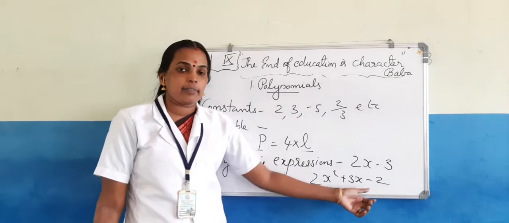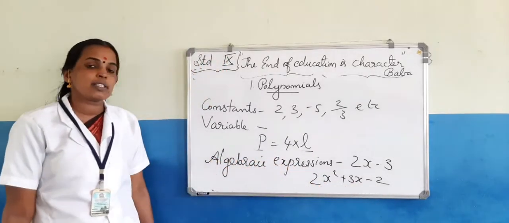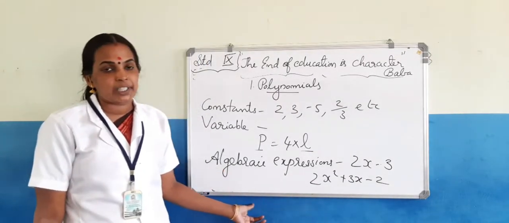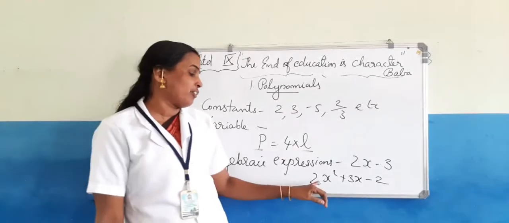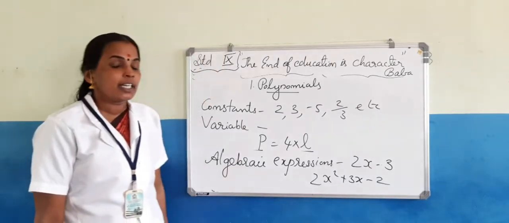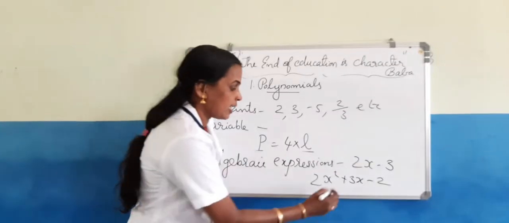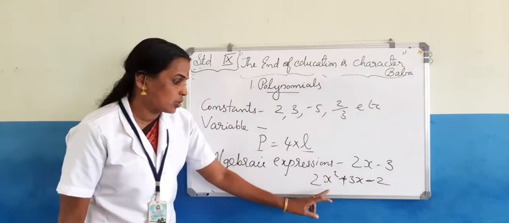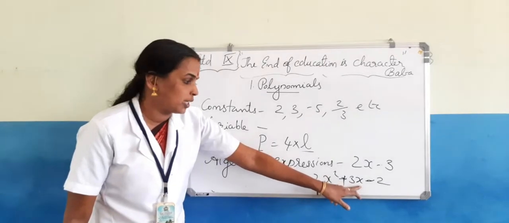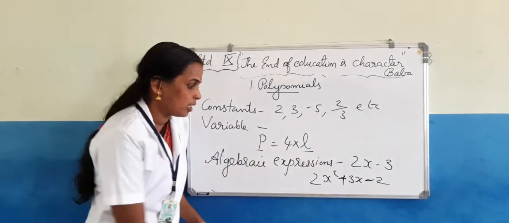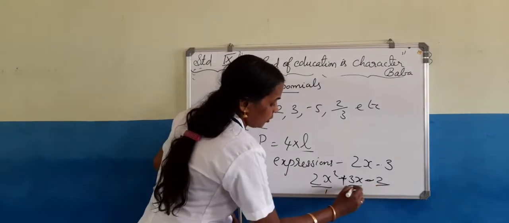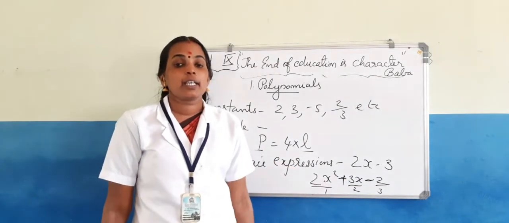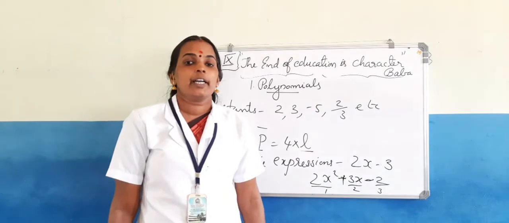How many terms are here? The next question is, how many terms are here for this algebraic expression? How can we identify the terms? The terms of an expression we can identify by using the symbols in it. That means which are the symbols? Addition, plus and minus symbols. Here one plus sign is here. So 2x square and 3x, there are 2 terms now. Then here again one minus, one more term. So total 3 terms are here for this algebraic expression. That means addition and subtraction symbols separate the terms of an algebraic expression.